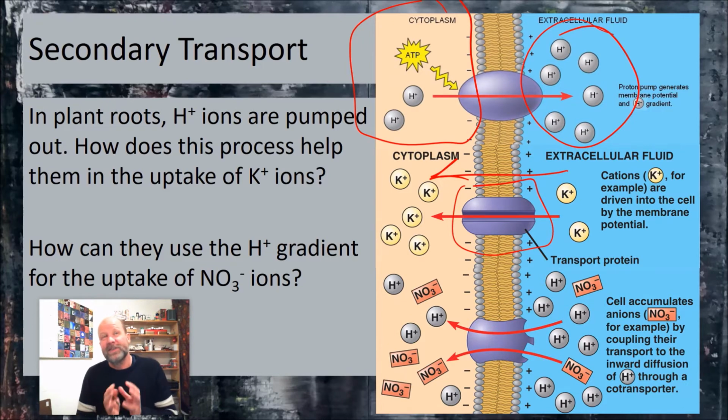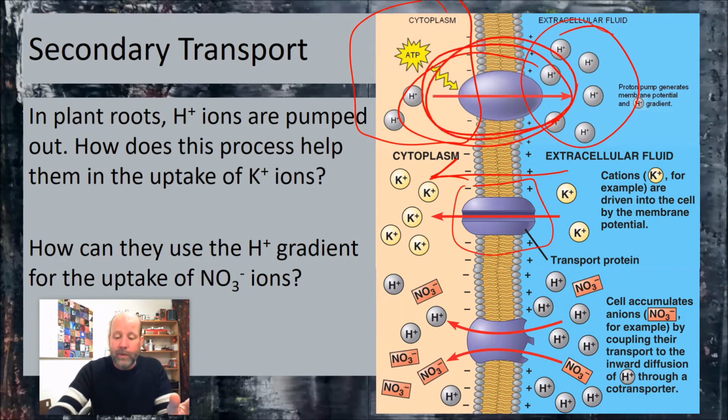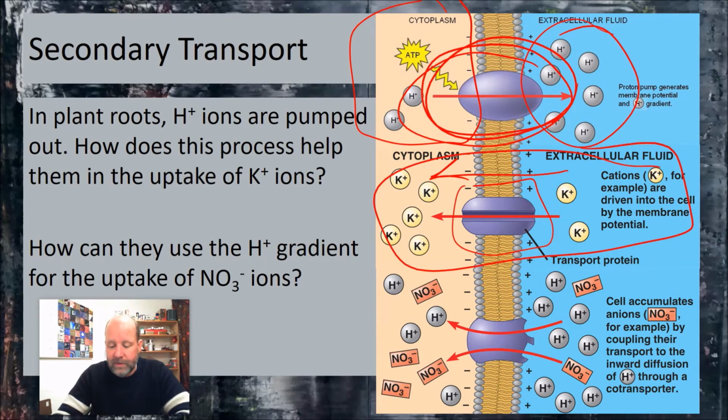We kind of stored the energy in that gradient. We spent ATP back here with the proton pump, and that energy is kind of invested in that concentration gradient. So we can exploit that concentration gradient to bring in things against their concentration gradient. So there's a couple of different ways that we do secondary transport. One using the membrane potential, and one using a co-transporter.